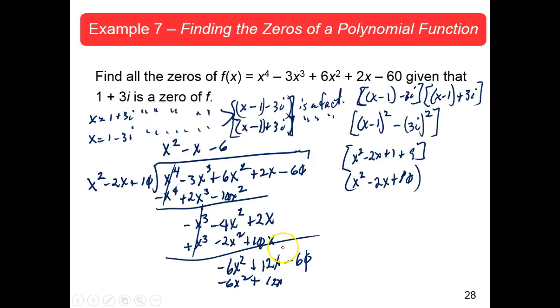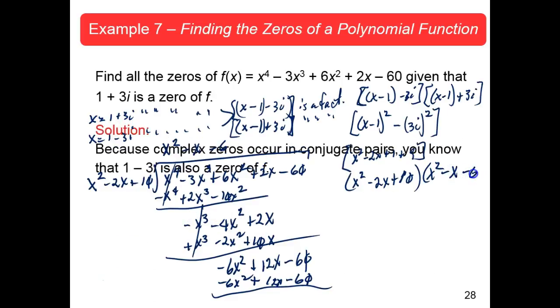Okay, minus 60. This one you don't have to do anything to, but look at it and see those are exactly the same. When you subtract, you'll get zero. Or change signs and add, you'll get zero. So we did find the other factor: x squared minus x minus 6.